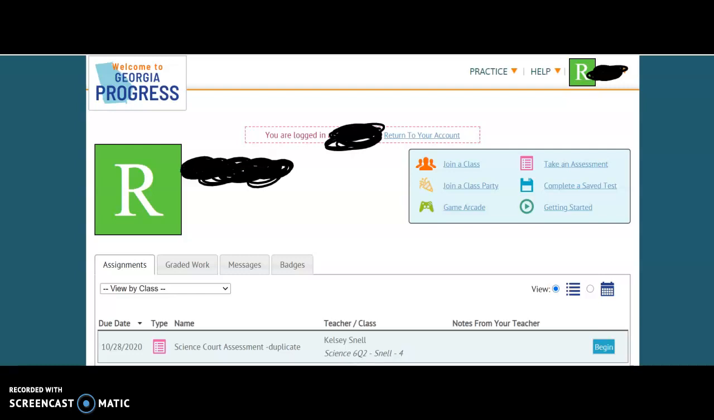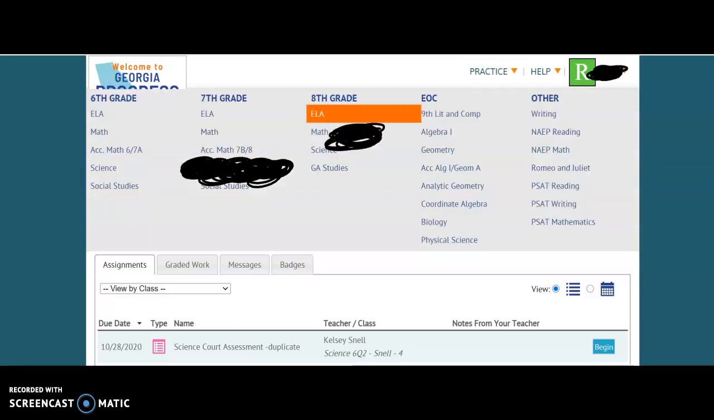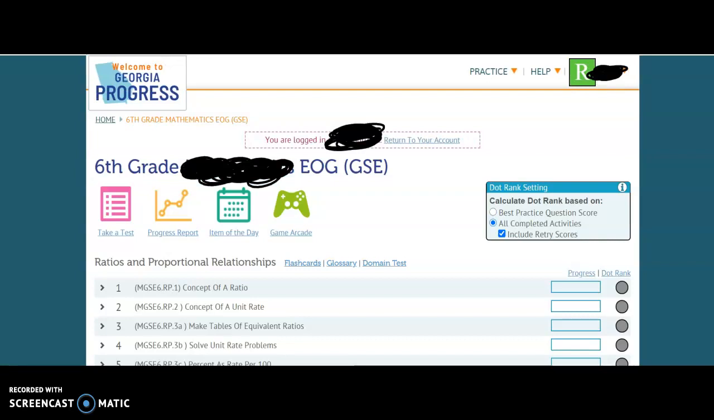So I'm going to show you how we're going to approach this. Now, there will not be any assignments down here in the assignment section. There is not going to be an assessment, right? We're going to be going to our standards page. So I'm going to hover over practice, and I'm going to go try it again. Go all the way over here to 6th grade math. We're going to go to our standards, all right? So right here, we're at our standards.